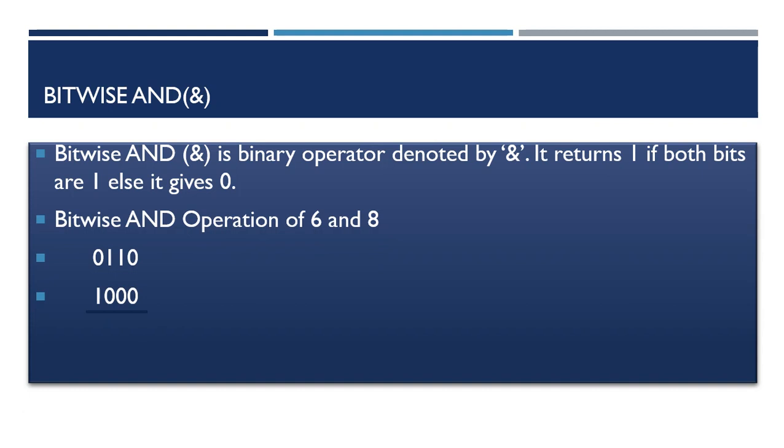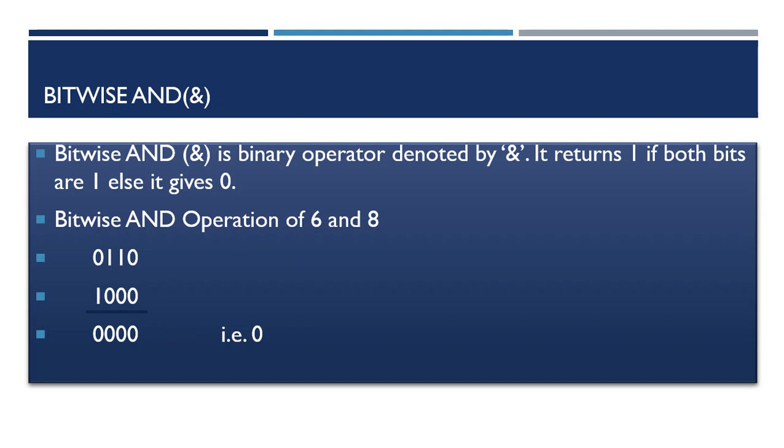it will return 1 if both bits are 1, otherwise it will return 0. See here, in no case are both bits 1: 0 and 1, 1 and 0, 1 and 0, 0 and 0. So here we are going to get 0 as output, because no two bits are both set to 1. That's why the output is 0000, whose decimal number is 0. So this is the bitwise AND operation.